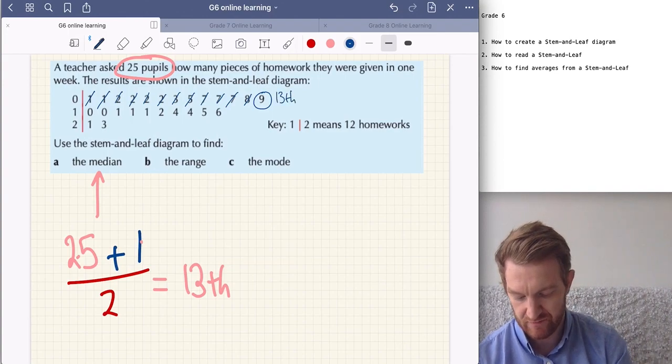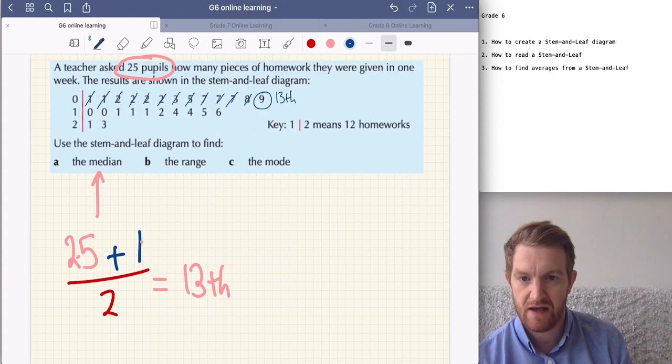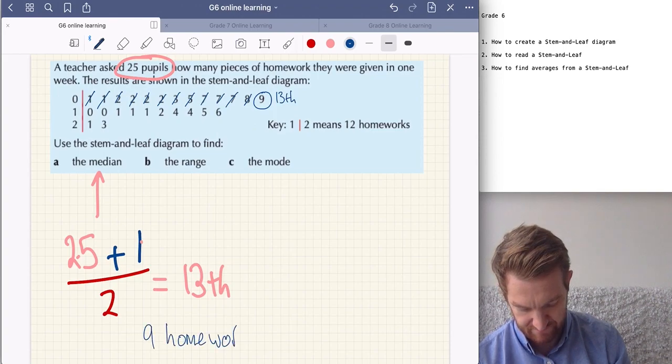Yeah, we could have carried on 14th, 15th, 16th to the 25th, but 9 is the 13th number. We counted it from start to 13. Now I know that 9 is the 13th number. We know that 9 homeworks is the median. That's exciting.